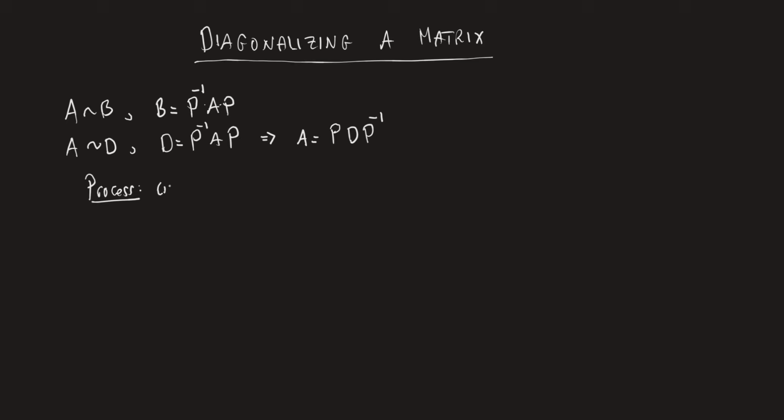So the first thing that we're going to do is start with our matrix A and find the eigenvalues of A. And how do we do that? Remember, we get our characteristic polynomial, which is the determinant of A minus lambda I, and we're going to set that equal to 0 and find all the values of lambda that satisfy that.